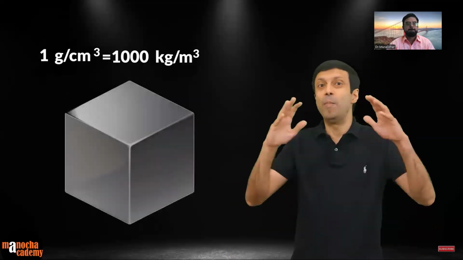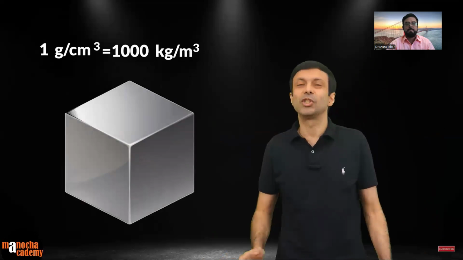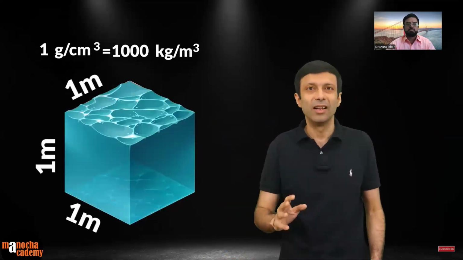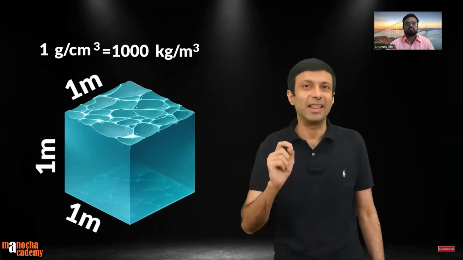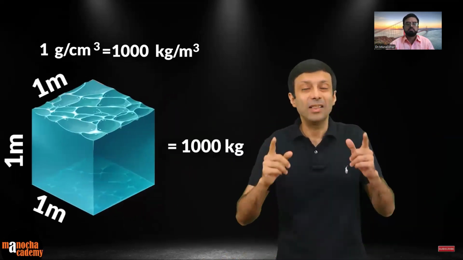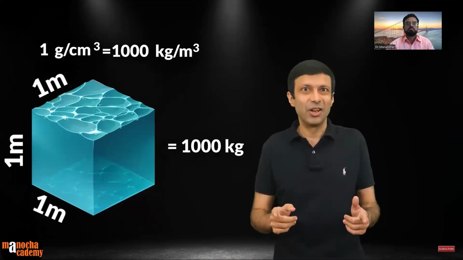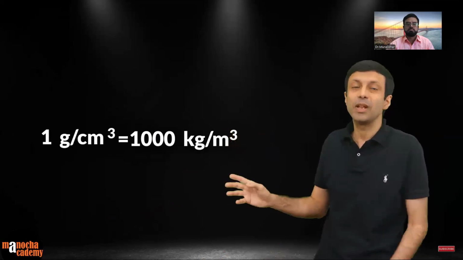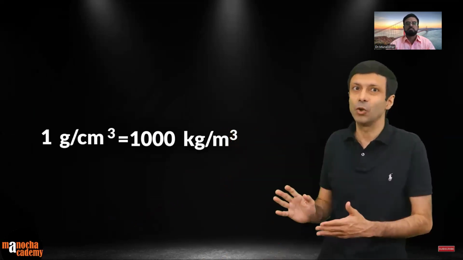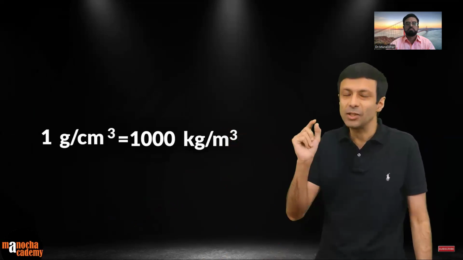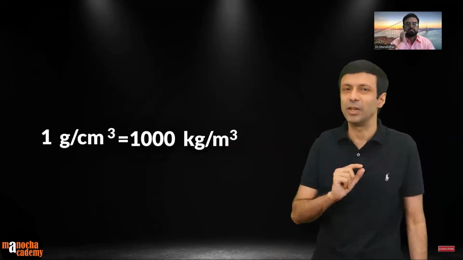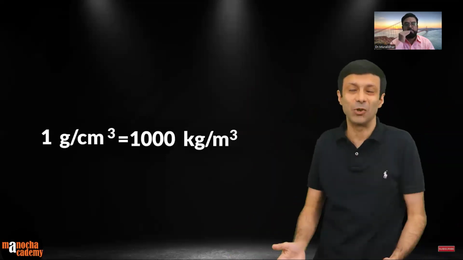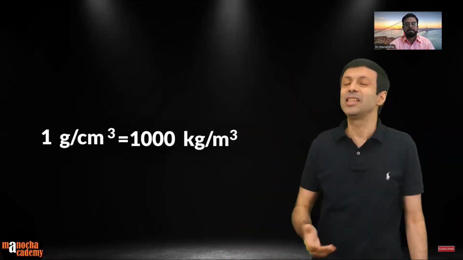So if you take a big cube of water, which is of size 1 meter by 1 meter by 1 meter, and you fill it with water, then the mass of the water in that cube is going to be 1000 kg, right? So you can easily remember this relation. 1 gram per centimeter cube equals 1000 kg per meter cube because in CGS unit, the size of the cube is very small. It's 1 centimeter cube. But in SI unit, it's a cube of 1 meter cube, right? So this is the important conversion.